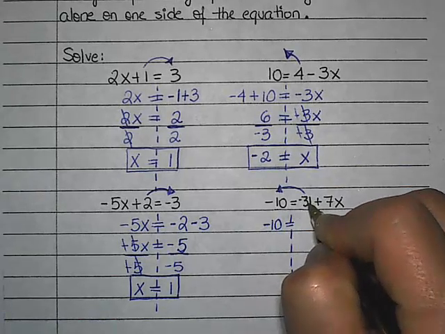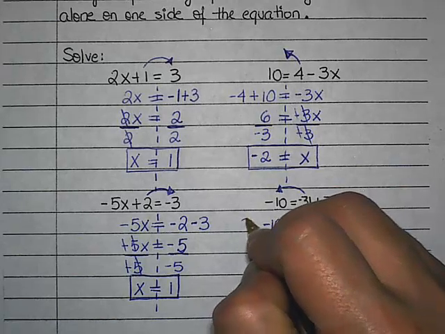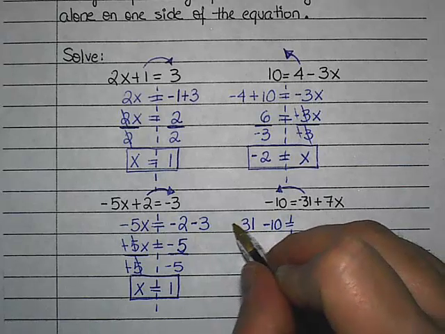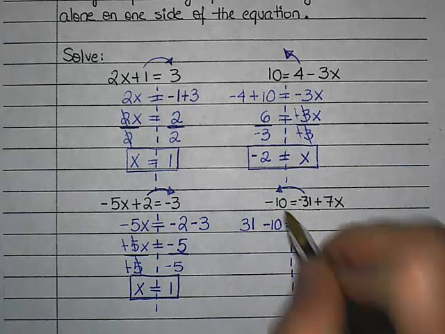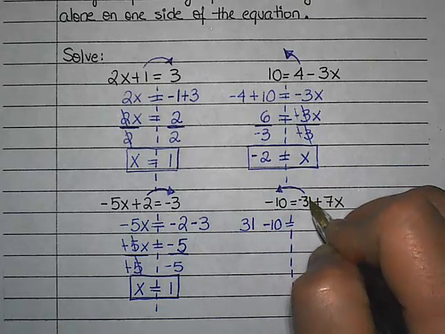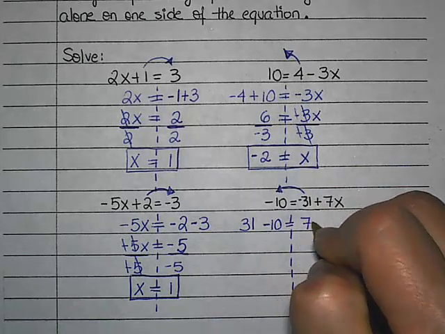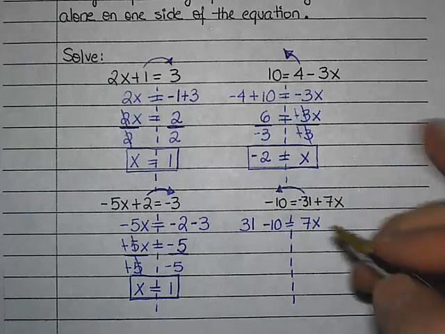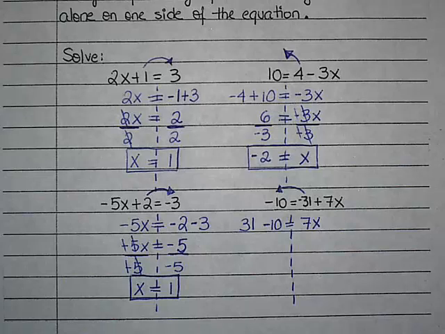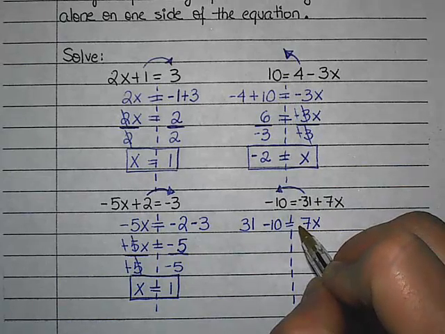Does the 31 need to move? Yes, it does. So let's send it to the other side. When I send it to the other side, what does it become? It becomes positive 31. And since 31 is at the beginning, if you don't want to write the positive sign, that's fine. Okay, so this is 31 minus 10. And then, so the 31 moved. Now we're going to bring down the next term, which is 7x. Okay, and because 7x is alone, you don't have to write the positive sign. Now, if this is negative 7, you have to bring down the negative, okay?